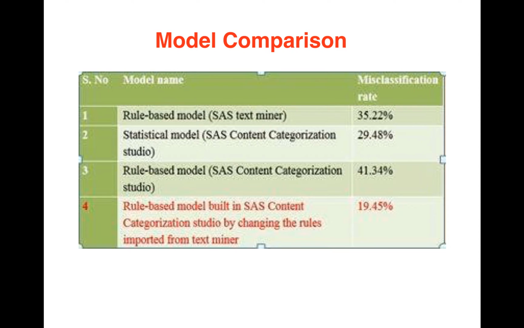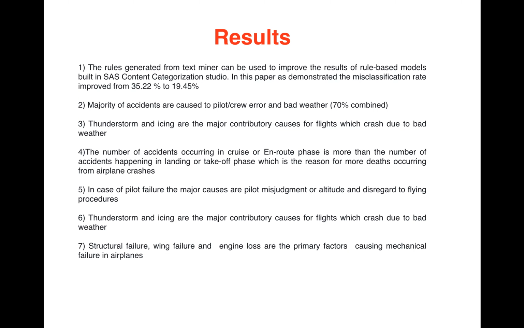First, the rule-based model in TextMiner was pretty satisfactory with a misclassification rate of 35.22. Next, the statistical model built in Content Categorization Studio. The misclassification rate is 29.48, which is lower than the rule-based model in TextMiner, but still it can be improved. In the third model, where the rule-based model was generated by Content Categorization Studio, the performance was pretty bad. It was 41.34%. Now, in the fourth model, where I used the rules from TextMiner to improve the efficiency of the rule-based model in Content Categorization Studio, the misclassification rate came down to 19.45%.